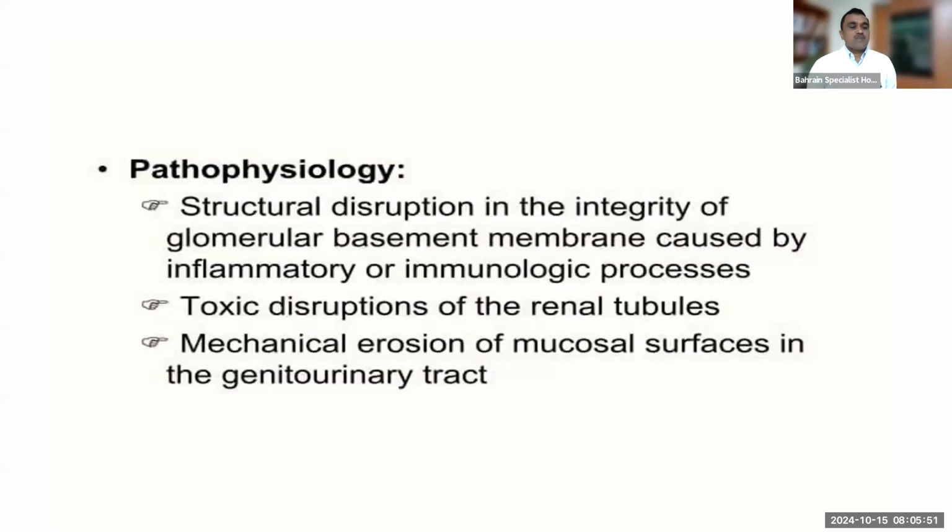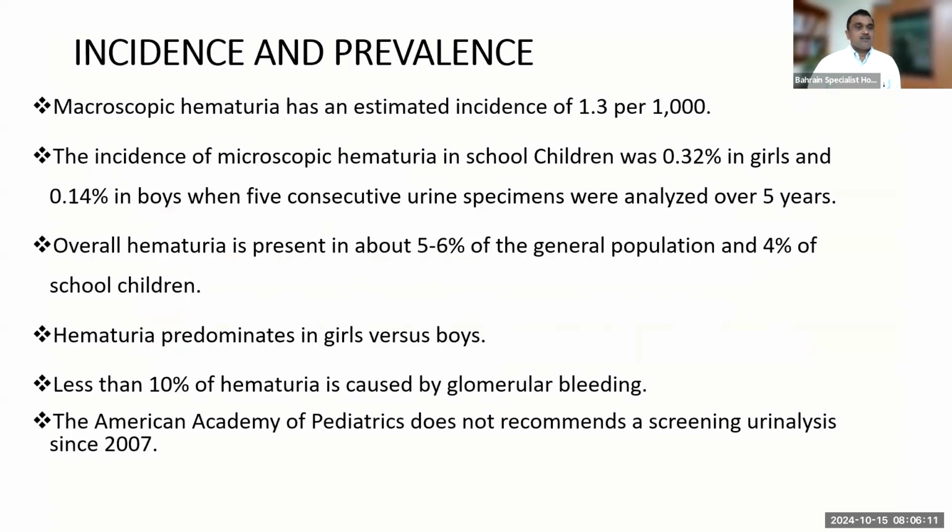What is the pathophysiology? It is mainly because of structural disruption in the integrity of the glomerular basement membrane caused by an inflammatory or immunological process, which causes leakage of red blood cells into the urine, or toxic disruption of the renal tubule, like acute tubular necrosis, or mechanical erosion of the mucosal surface of the genitourinary tract. What is the incidence and prevalence?